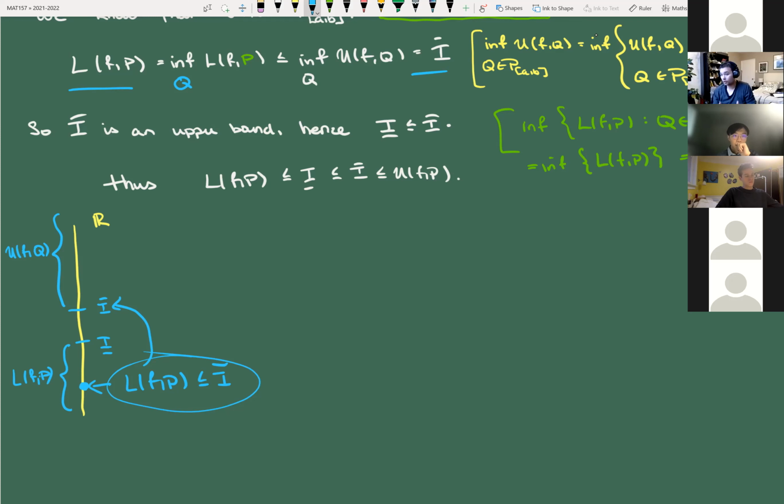So if you want, actually one thing you could maybe do is try and prove this one by contradiction, right? Suppose that I under bar was bigger than I upper bar. Well, then that must mean that there was an LFP that was bigger than some UFQ, and that's a contradiction, right? So you could do it that way as well.